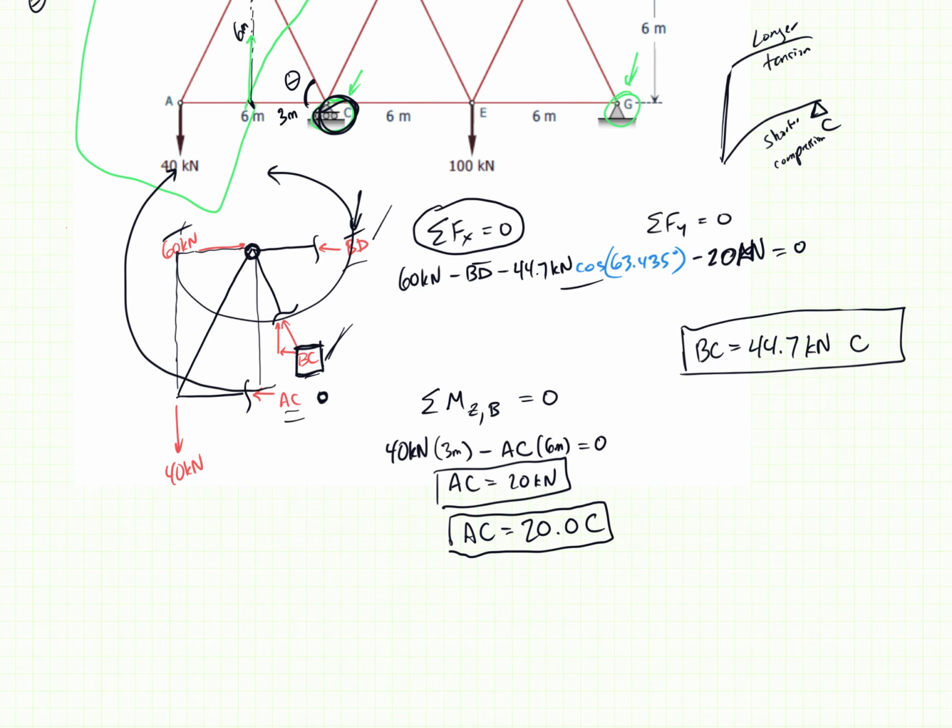BC equals 44.7 kilonewtons in compression. And BD equals 20 kilonewtons in compression. Okay, so we'll check those answers.